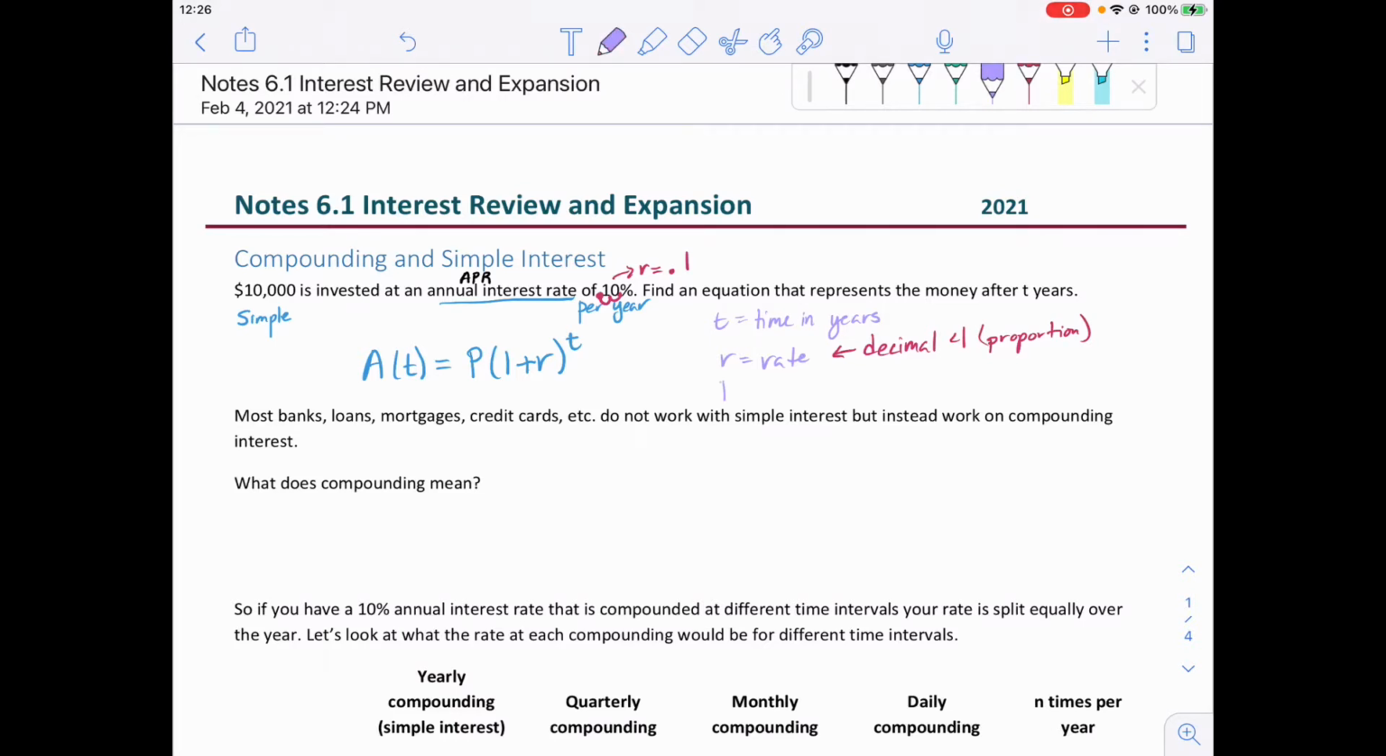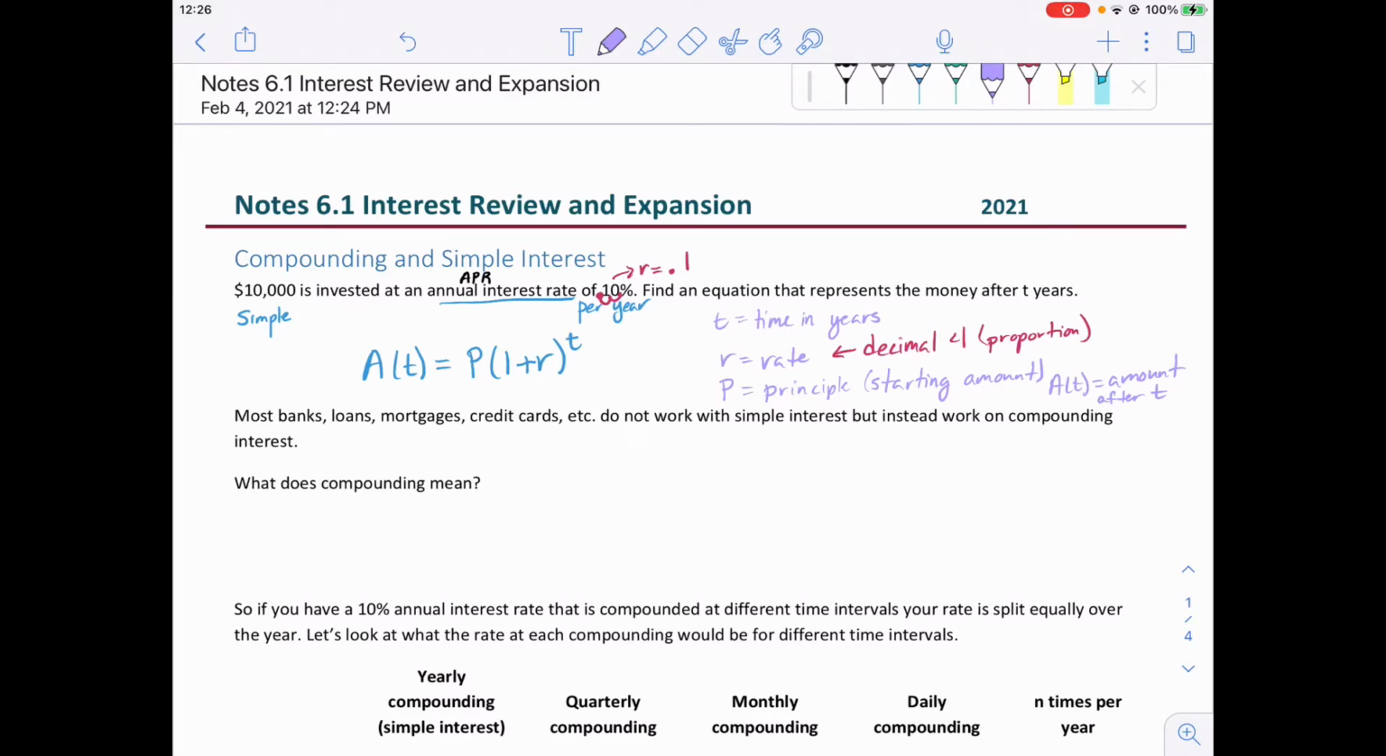We move our decimal place forward 2 to convert it into the decimal or proportion form. Then we have this P. P is principal, or starting amount. And then A of t is the amount after time t. So this is what our simple interest formula looks like.